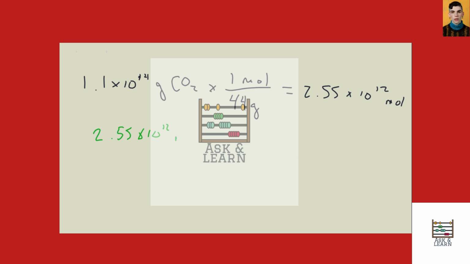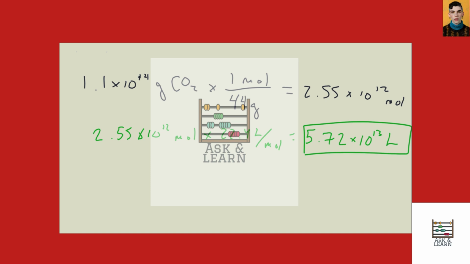2.55 times 10 to the 12th moles times 22.4 liters per mole gives 5.72 times 10 to the 13th liters. So that is the amount of CO2 that we're going to create.